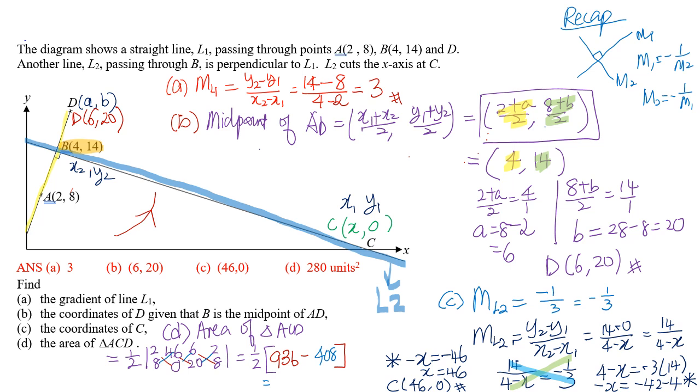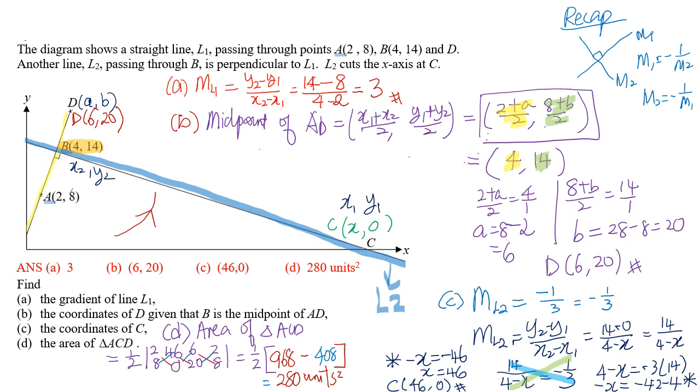Oh, yeah, it is 2 times 0 plus 46 times 20 plus 6 times 8. Oh, 968. This guy is 968. All right, let me try again. So it's 0.5 times bracket 968 minus 408 close bracket. Ah, yes, I get 280 units square. All right, so that's how you use the shoelace method.